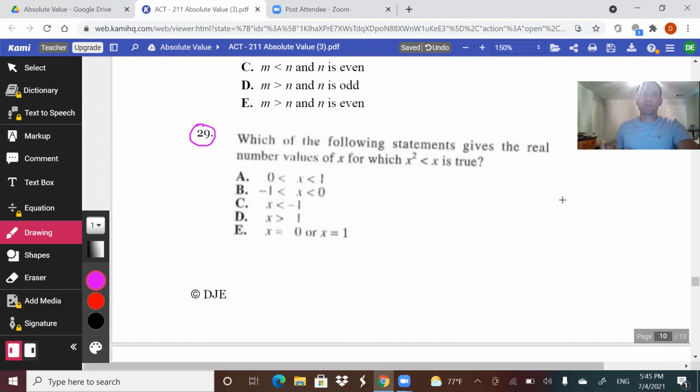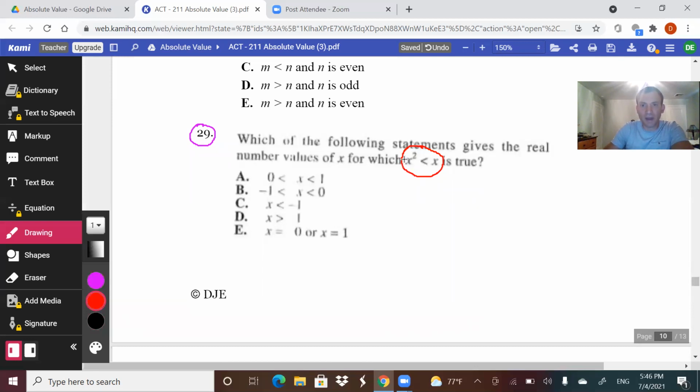Which of the following statements gives the real number values for x squared is greater than x? So they're kind of testing you on number properties a little bit here with this inequality. I would just go right to the answer choices and just play around with it. This problem is in the last 20 on a test. You have every reason to get this one right.